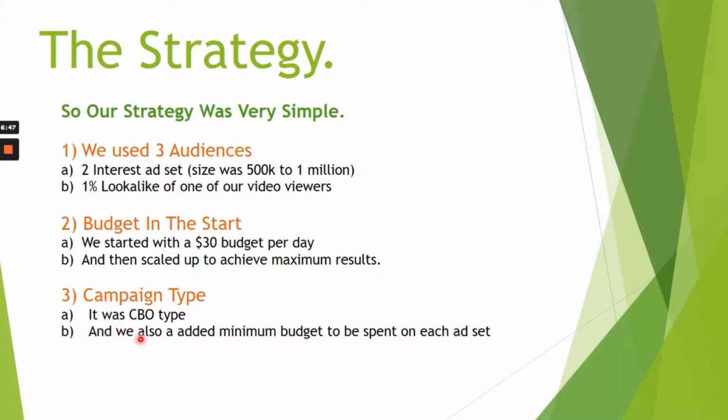But apart from this, we also added a minimum daily budget to be spent on each ad set. If you don't do this, then Facebook will sometimes provide even up to 70% of your budget to a single ad set, because Facebook decides things based on the engagement and the conversions. So make sure to add a minimum daily budget to be spent per ad set if you're using a CBO. This way you will be able to test different audiences side by side.